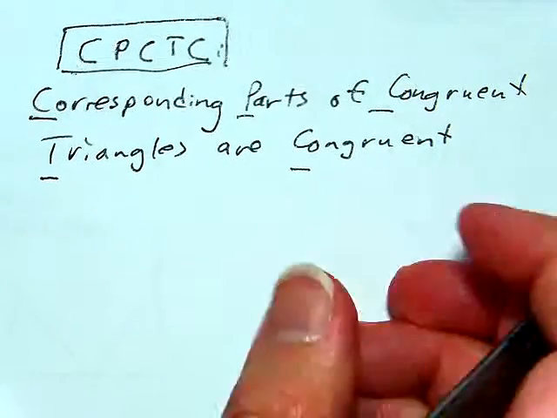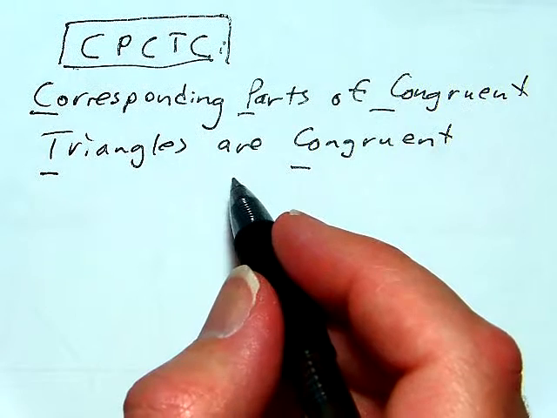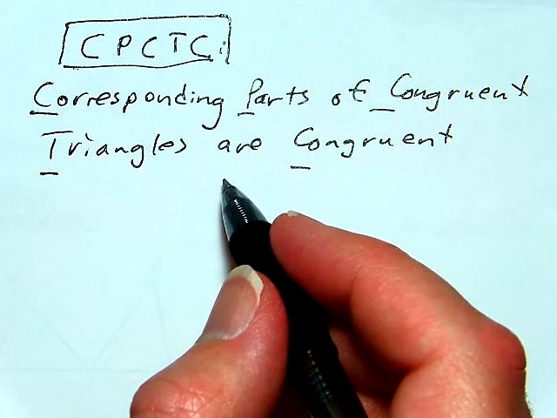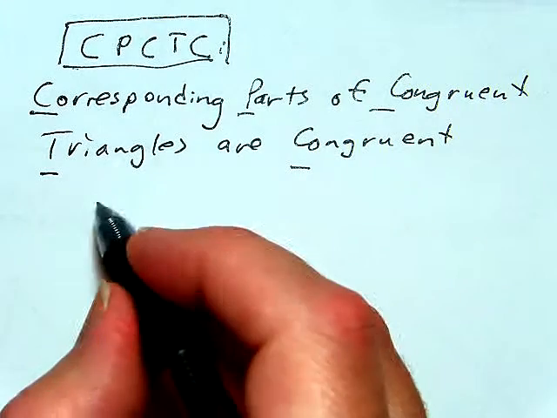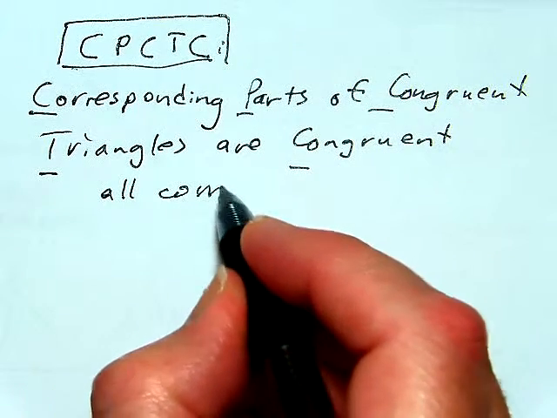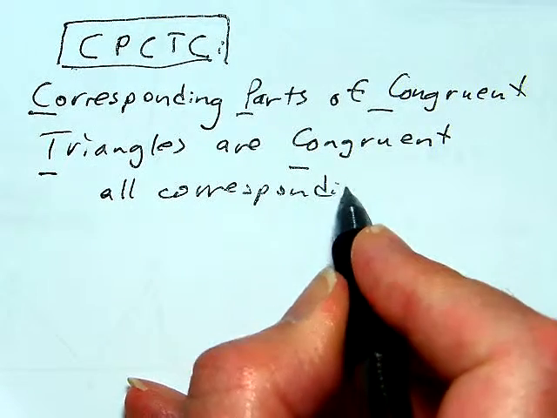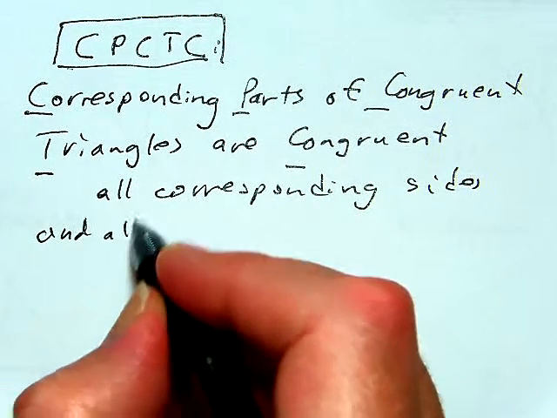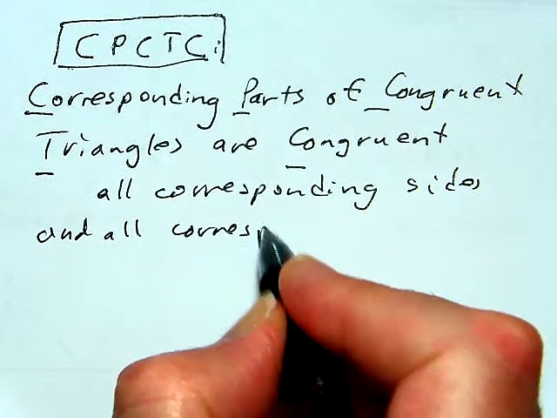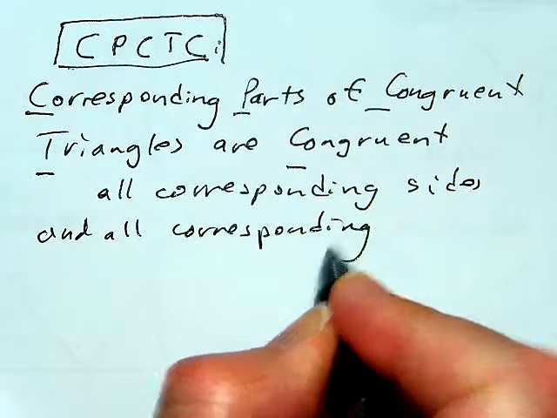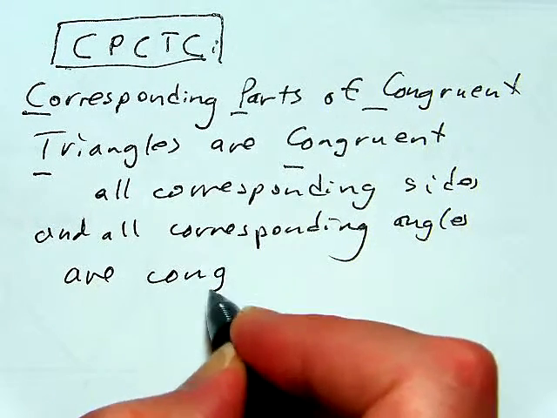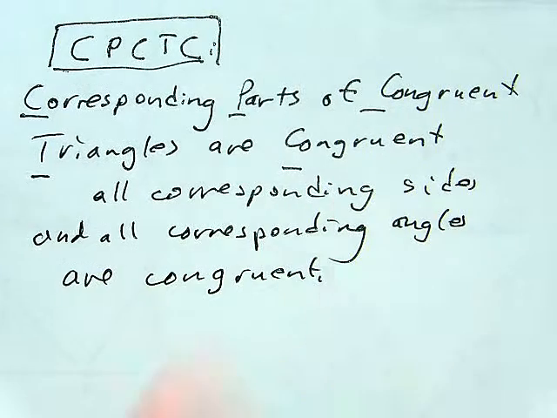for that statement. Okay, so what this statement means is that once we prove that two triangles are congruent, all the corresponding sides and all the corresponding angles are congruent. So let's look at a specific example of this.